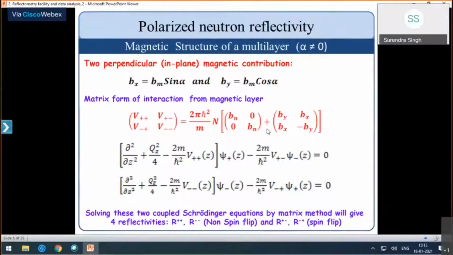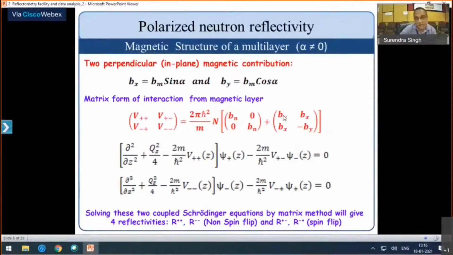But it is simply like magnetic depth, that minus component is there. But we have two other diagonal, which is B plus minus and B minus plus. In this case, we have only a perpendicular part, Bm sin alpha, this Bx, and we don't have any nuclear part for this. So whenever we have a spin flip reflectivity from the magnetic sample, it is purely the magnetic component.